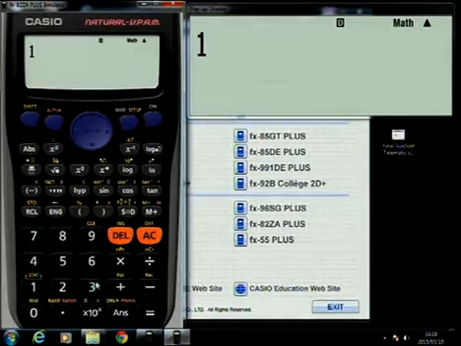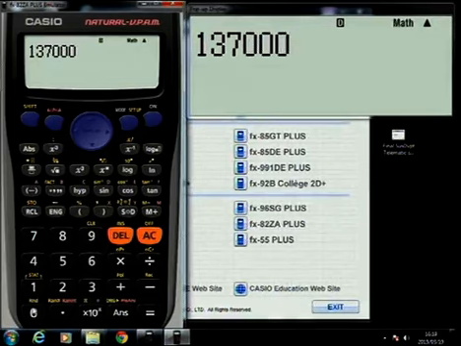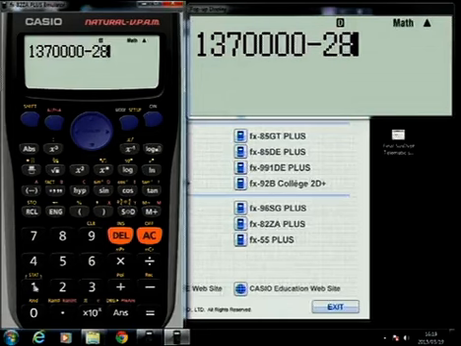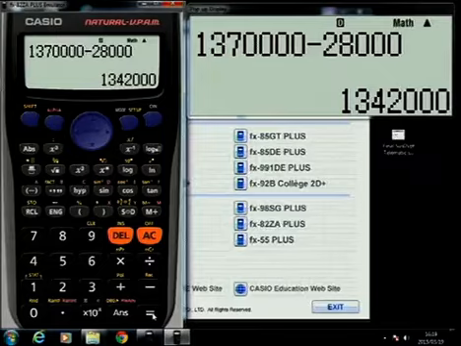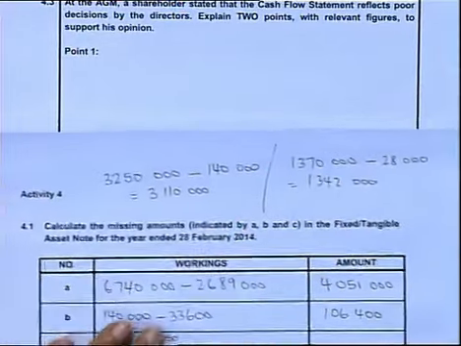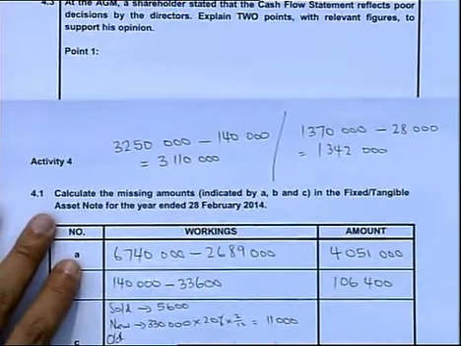It's 1,370,000 minus 28,000, and that gives me 1,342,000. Okay. So let's just look at the calculation again quickly.